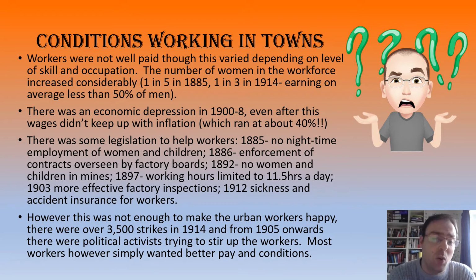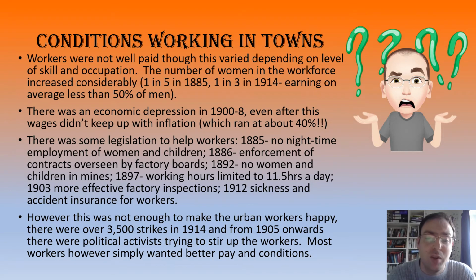After 1903, there were more effective factory inspections, and quite a major one in 1912, sickness and accident insurance for workers. And that one in particular is not enormously out in terms of timing from what was happening in other countries, such as the UK. Now, generally speaking, these bits of legislation didn't go far enough and didn't do enough to ensure safe and healthy working conditions and decent hours and pay for the workers.